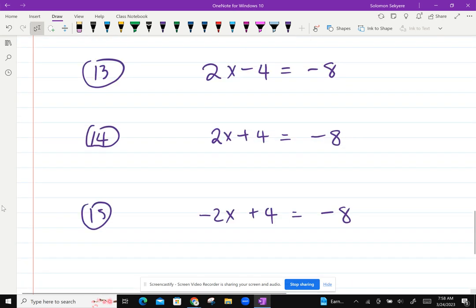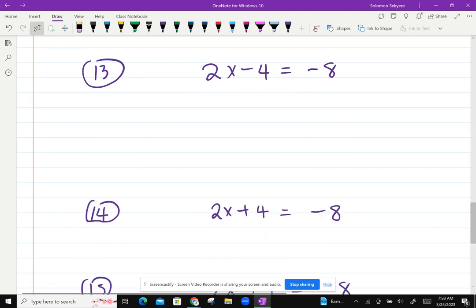Same here. So here, apply the addition and subtraction of integers you just learned. 2x minus 4 equals negative 8. Okay, so follow the steps. First thing you do is you underline your variable. You know what it is. You need to move the integer away. So it is minus 4. So I'm going to add 4 to both sides.